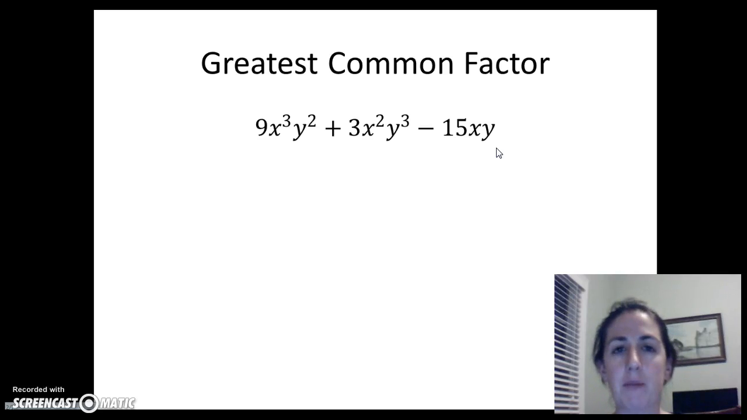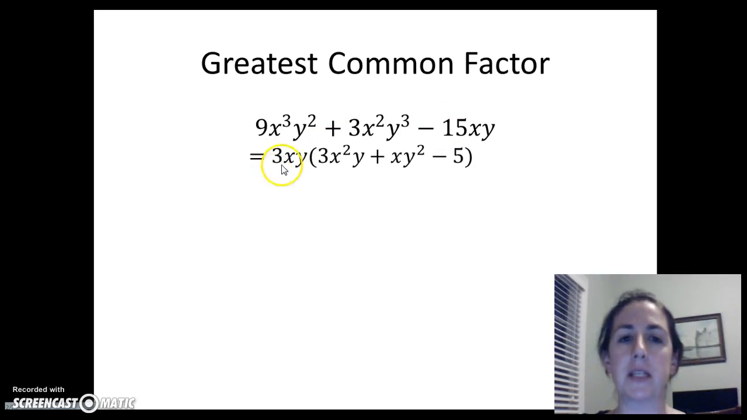Now factoring is the opposite of distributing. When you distribute, you multiply. So when you factor, you divide. So when you factor out this 3xy, you're going to take each of the terms that we started with, and divide it by 3xy.